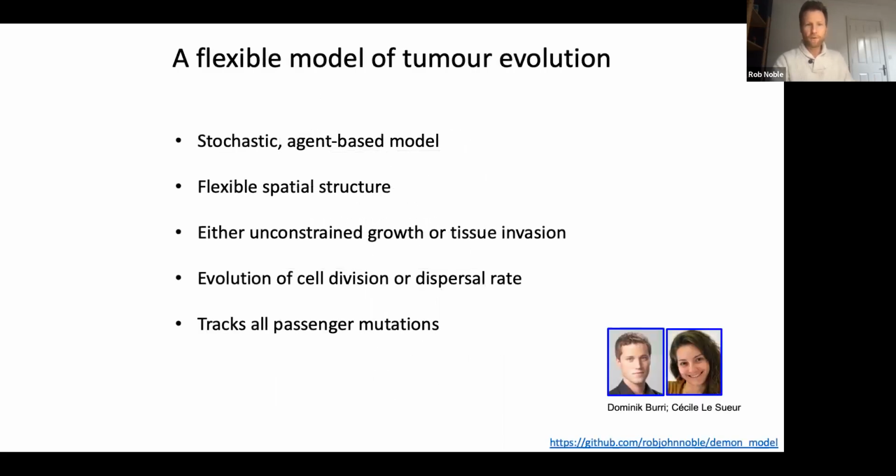So what I created was a flexible model of tumor evolution. This is an agent-based model. It's stochastic, so you can run it many times with the same parameters, and each instance will be different. And the most important thing is it has a flexible spatial structure, which means I can use this same framework.